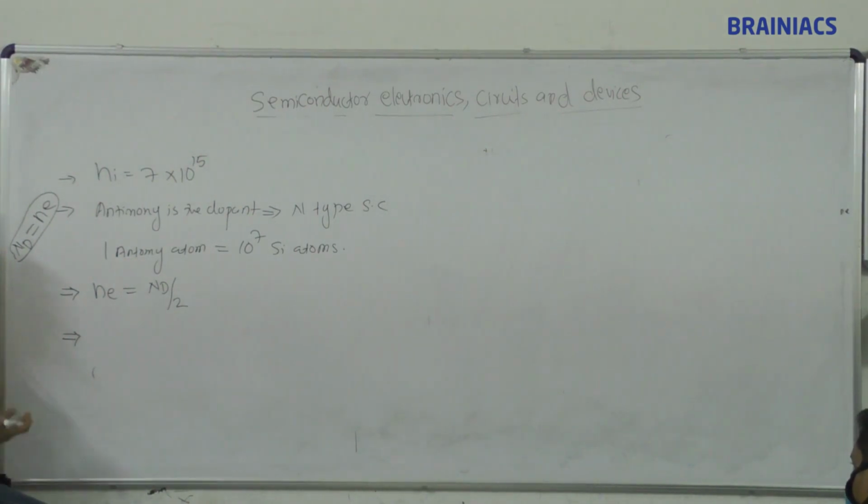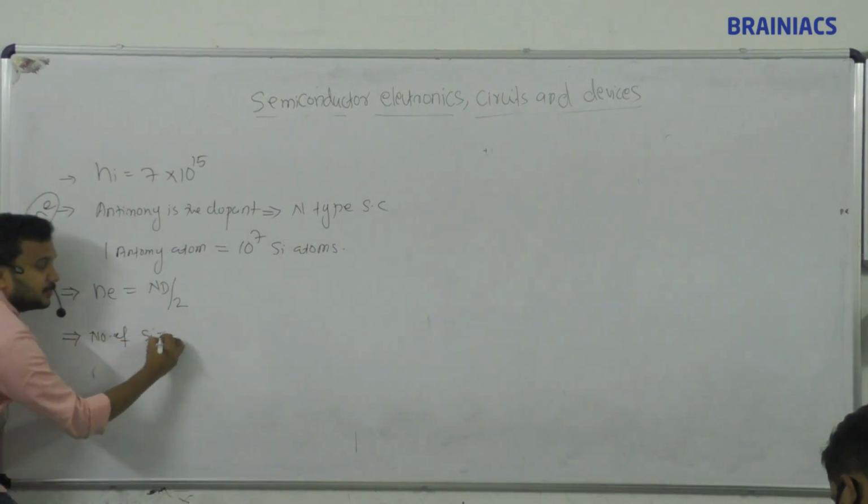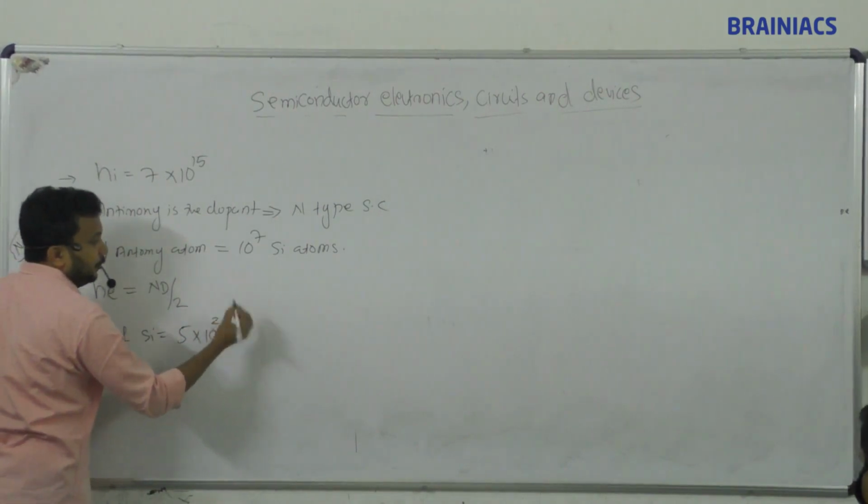How much is the charge carriers which is increased due to doping? That is the question we want to find out. One more hint is given, right? Number of silicon atoms, total number of silicon atoms is equal to how much? 10 power 28. Okay.